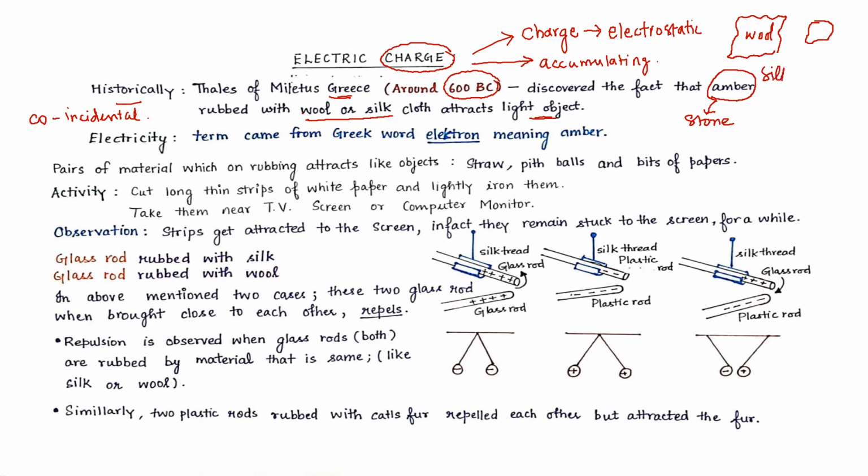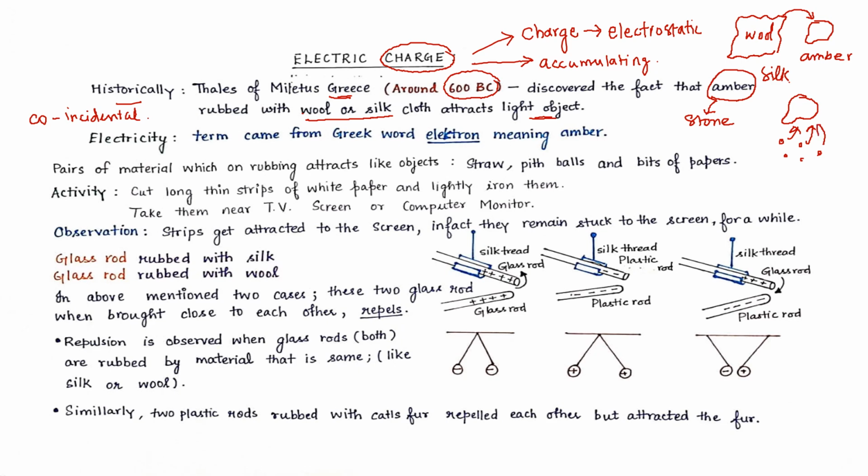Okay, so we rubbed this amber with our woolen cloth. Now this amber is brought near small bits of paper or small polystyrene balls, and now these are getting attracted to it.